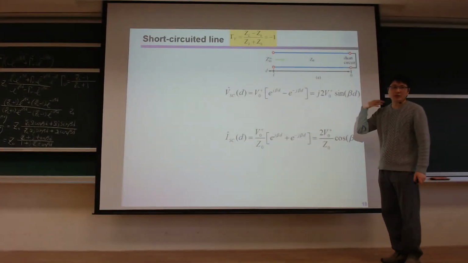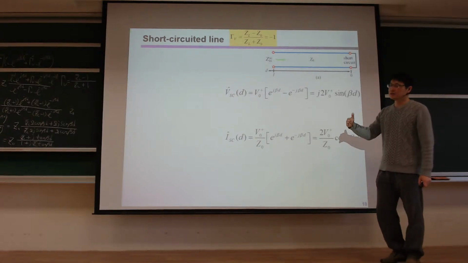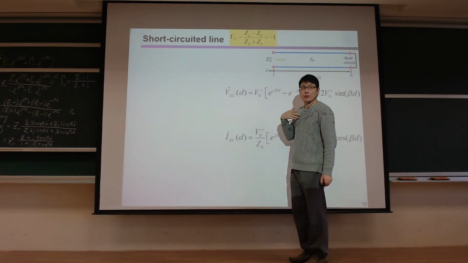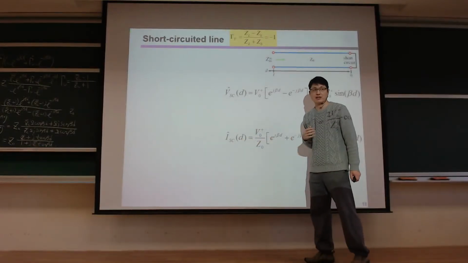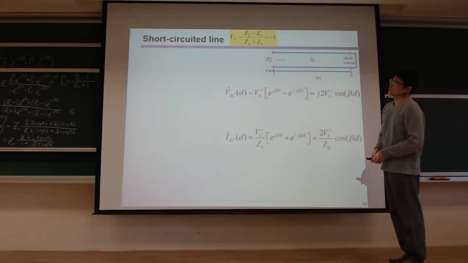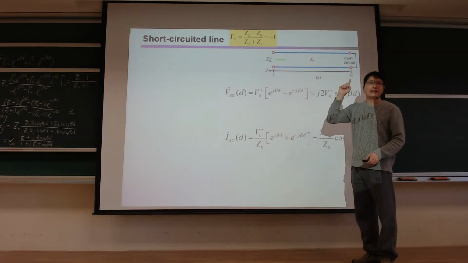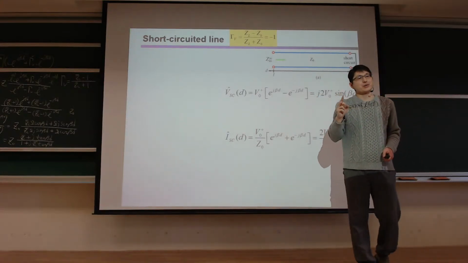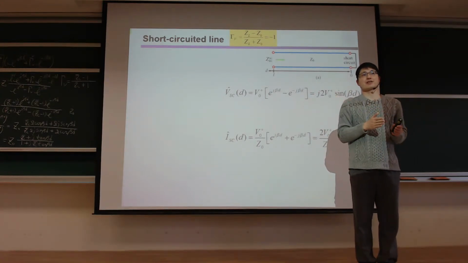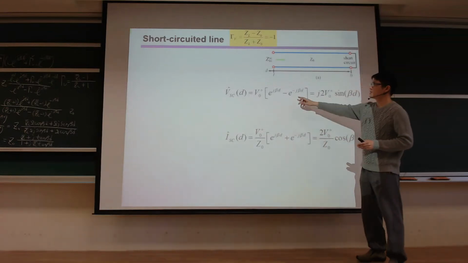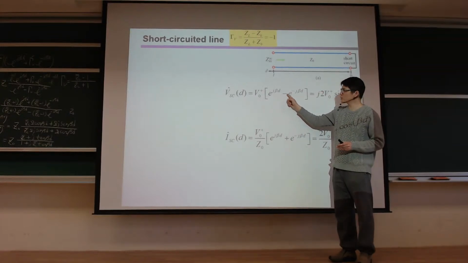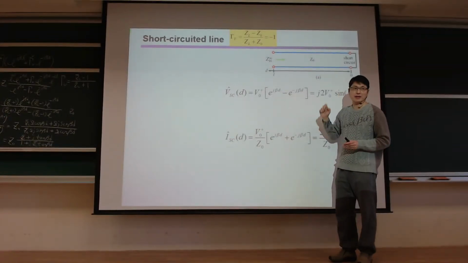Right? This is something we know already. We know how to write the total voltage phasor as a function of space, and we also know how to write it down for the current phasor as well. By short, gamma V is now -1, right? Because your load impedance, ZL, is 0. So your reflection coefficient is -1. So that's why here, for the voltage, you have a -1 times exponential negative j beta d.